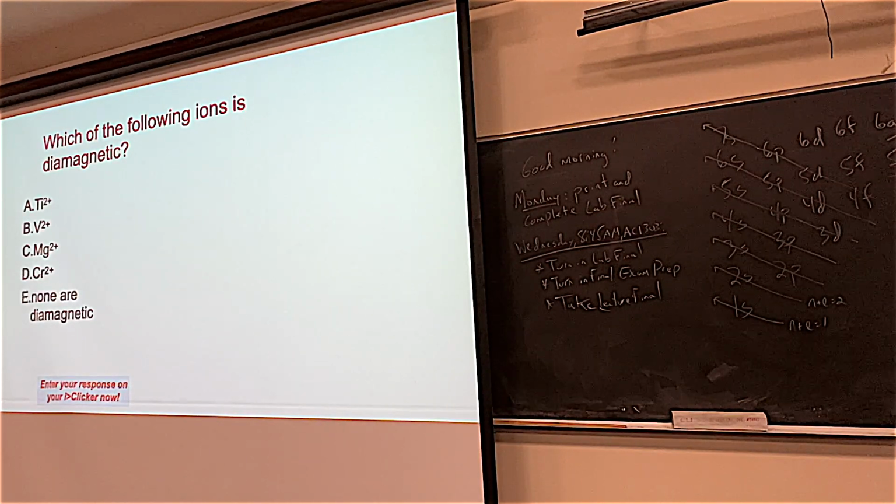I'd like you to figure out which of these ions is diamagnetic. Which of them has just as many up electrons as down electrons? Maybe none of them are, but that's not true. One of them is paramagnetic. One of them is diamagnetic. And if you look at those 4, one of them is different than the other ones.